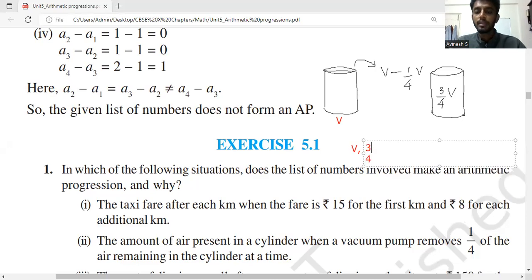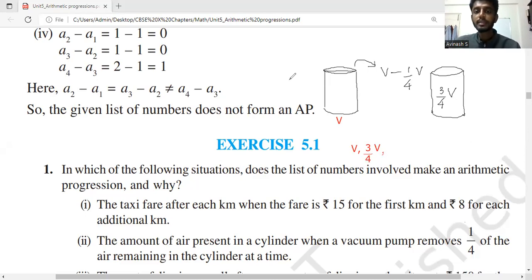So this will be the second term of our expression: 3 by 4V. This is the second term. Now I repeat, initially the volume is V, from which we remove 1/4 of the volume. 1/4 of V we are removing. So what is left? That will be V minus 1/4 of V. You will get 3V by 4.